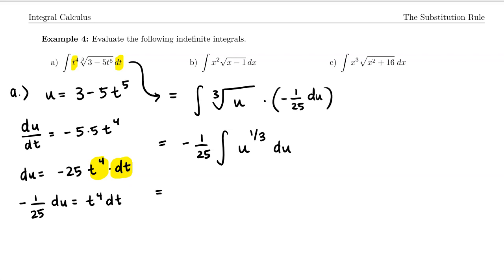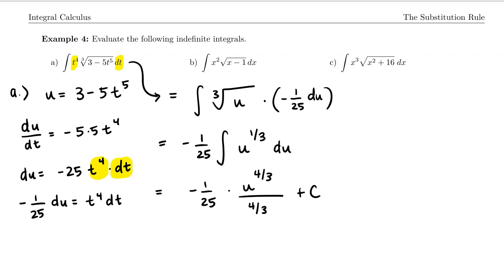At this stage, I can use the power rule. So I have negative 1 over 25 times u. I'm going to add 1 to my exponent. 1/3 plus 1 should give me 4/3. And then I'm dividing by my new power. And because we've integrated, I can introduce my constant of integration.